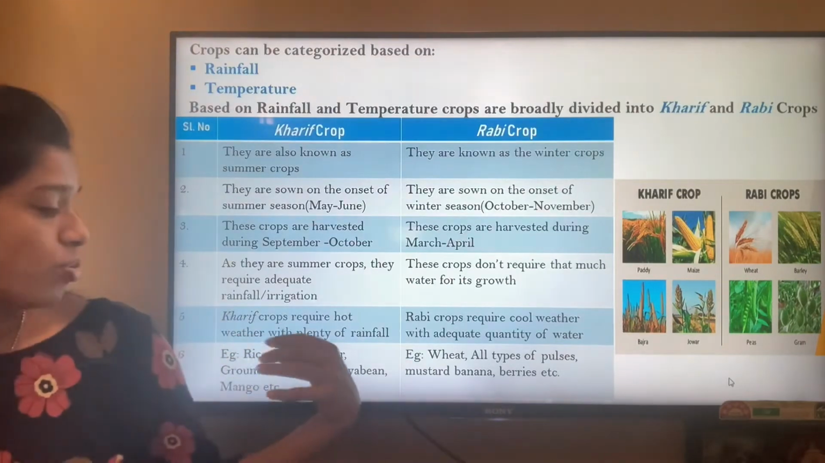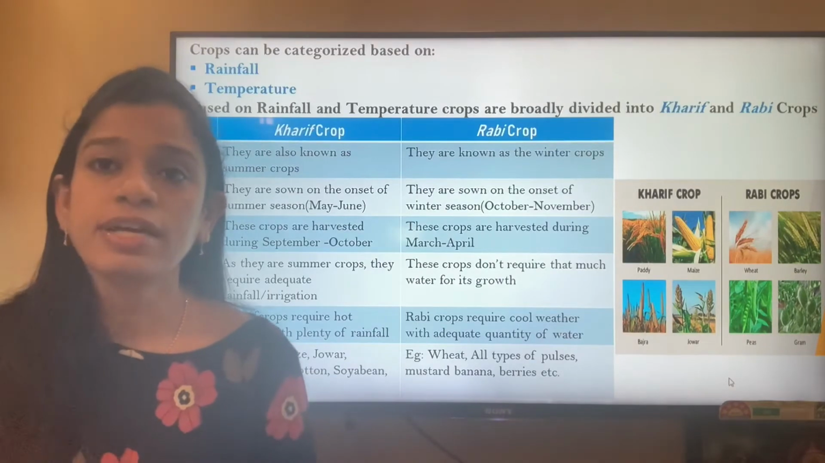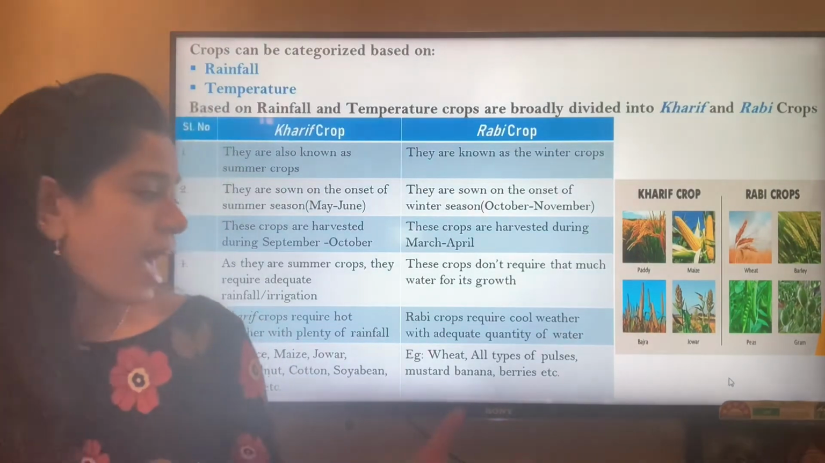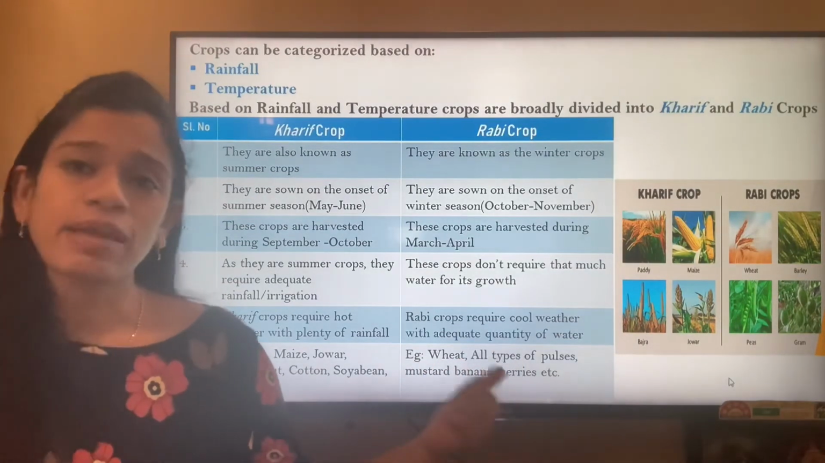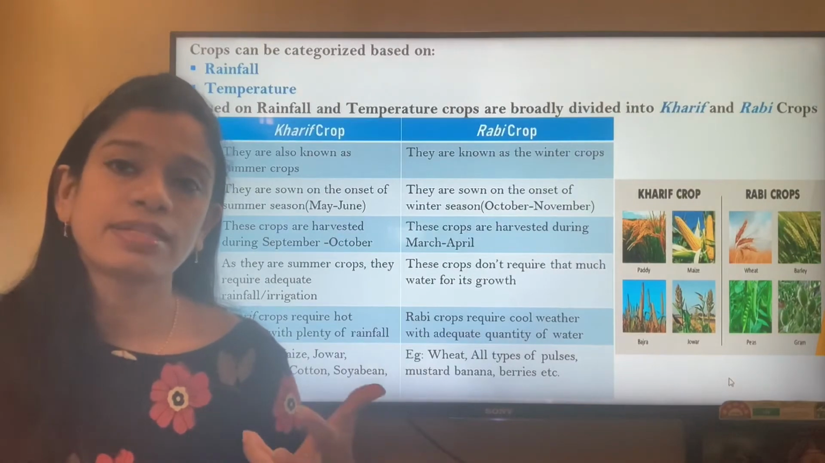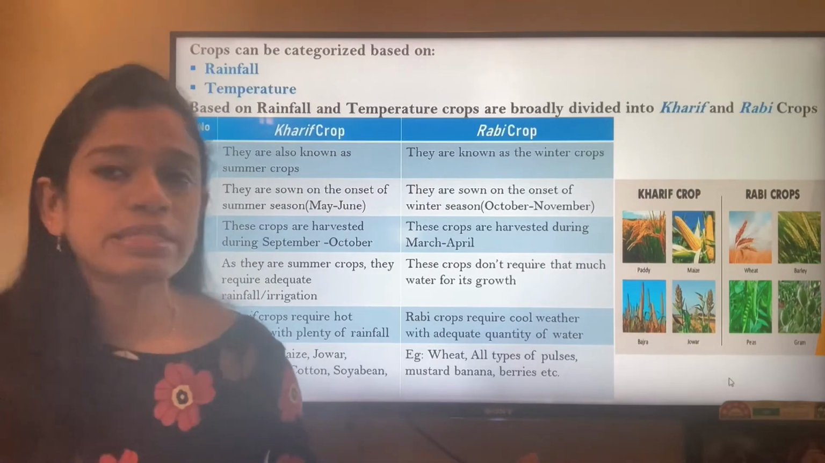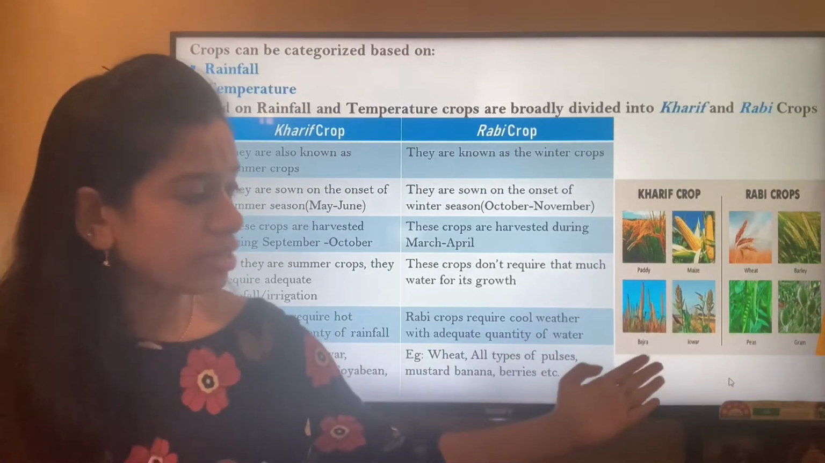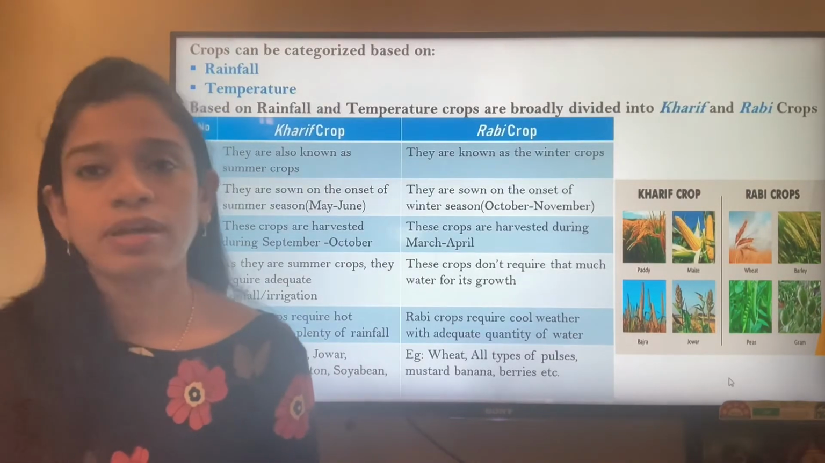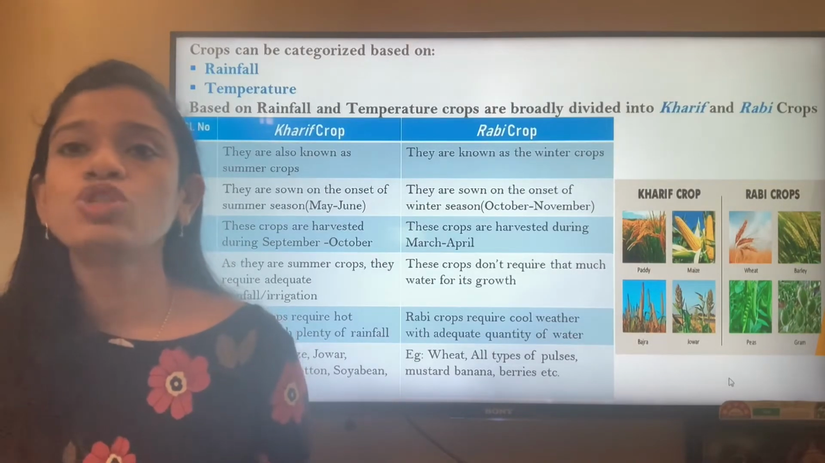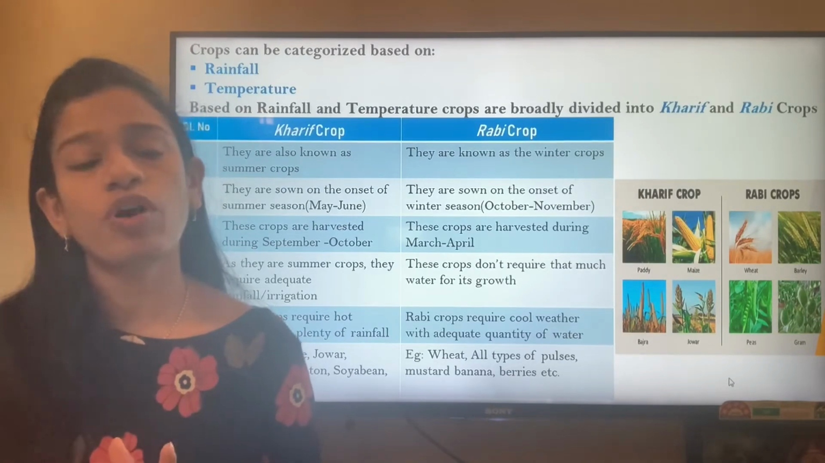Even groundnut, cotton, soybean, mango, etc. We all know that in the summer months we get tasty and delicious mangoes. And the Rabi crop examples are wheat and all types of pulses. 90% of pulses are winter-loving crops, so they are all grown during winter. Mustard, banana, berries, etc. Here, see paddy, maize, bajra, jowar are examples of Kharif crops, whereas wheat, barley, peas and gram are examples of Rabi crops. So these are the two main types of crops based on their love for temperature, rainfall and the cropping pattern.